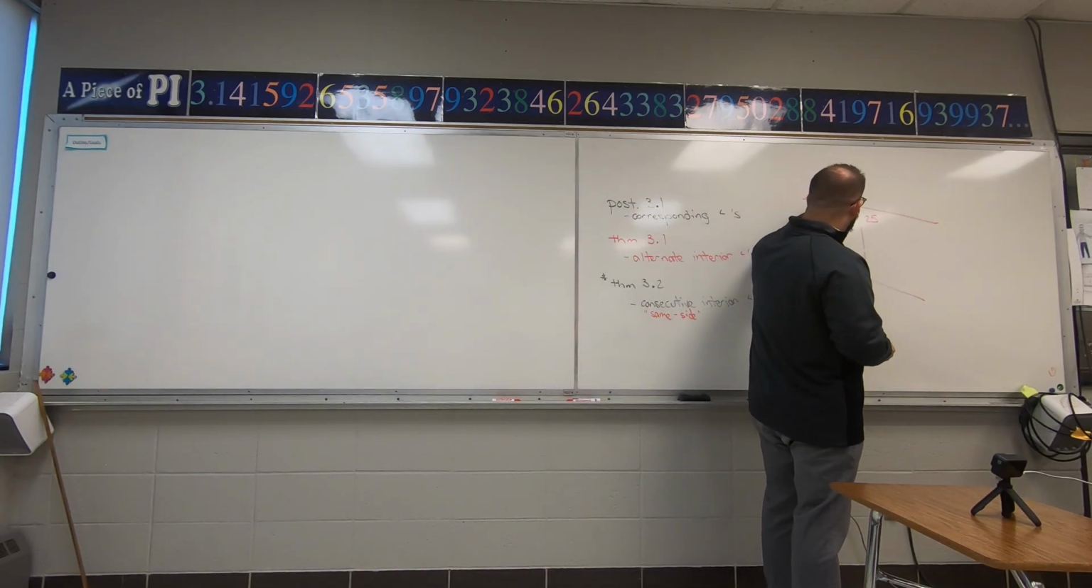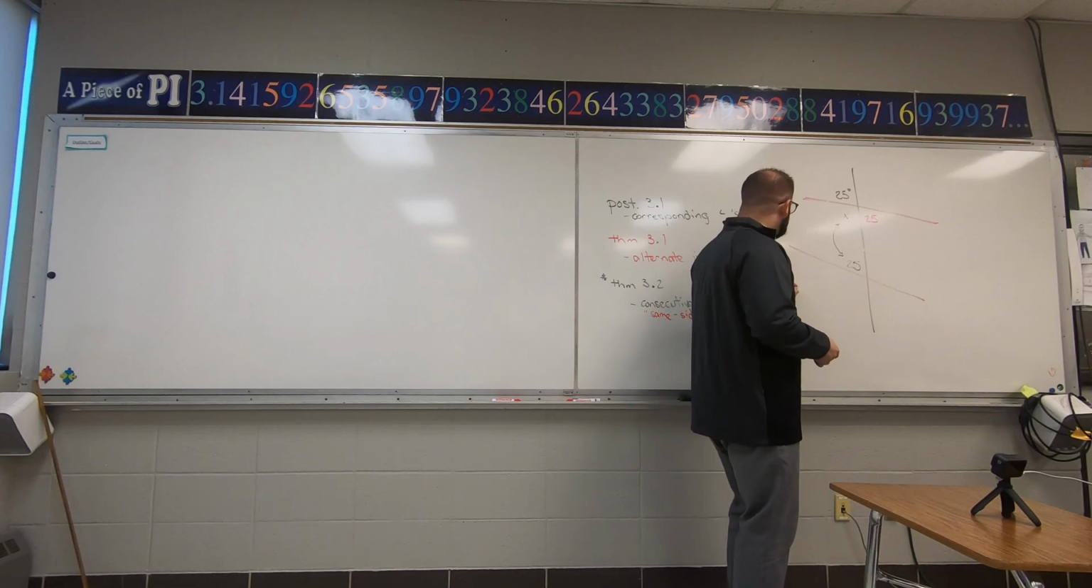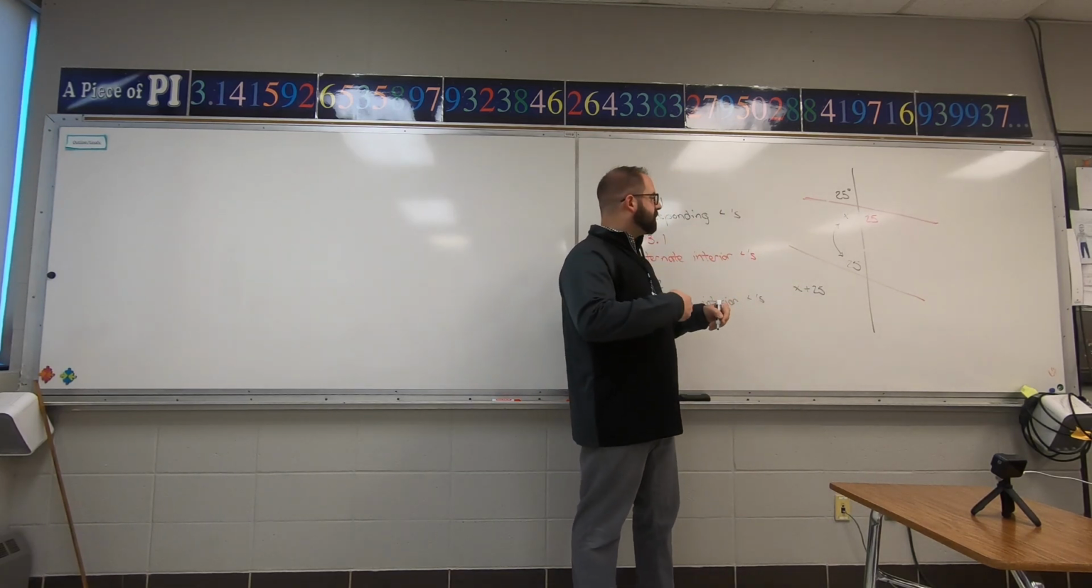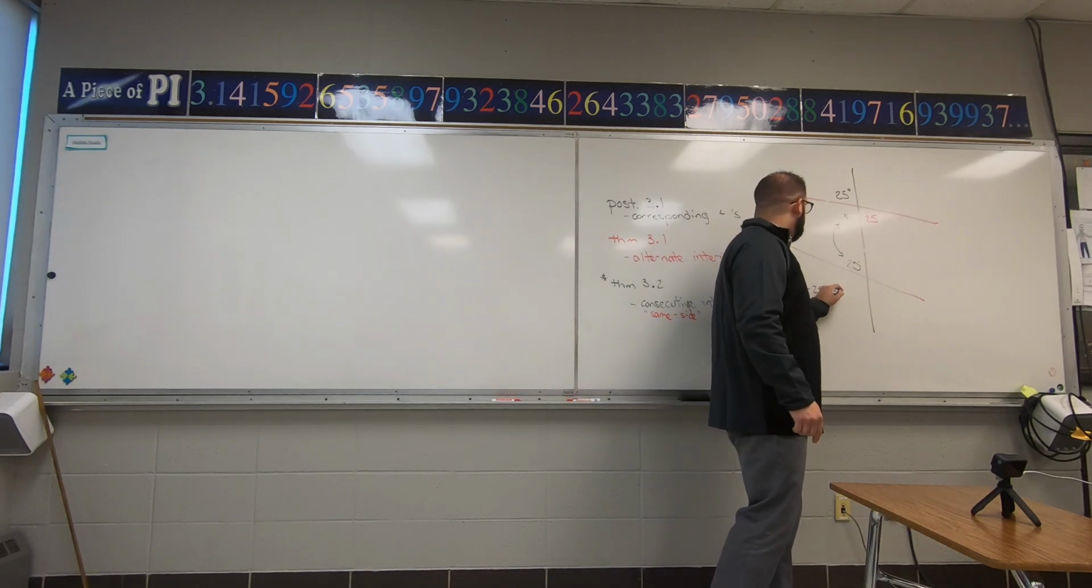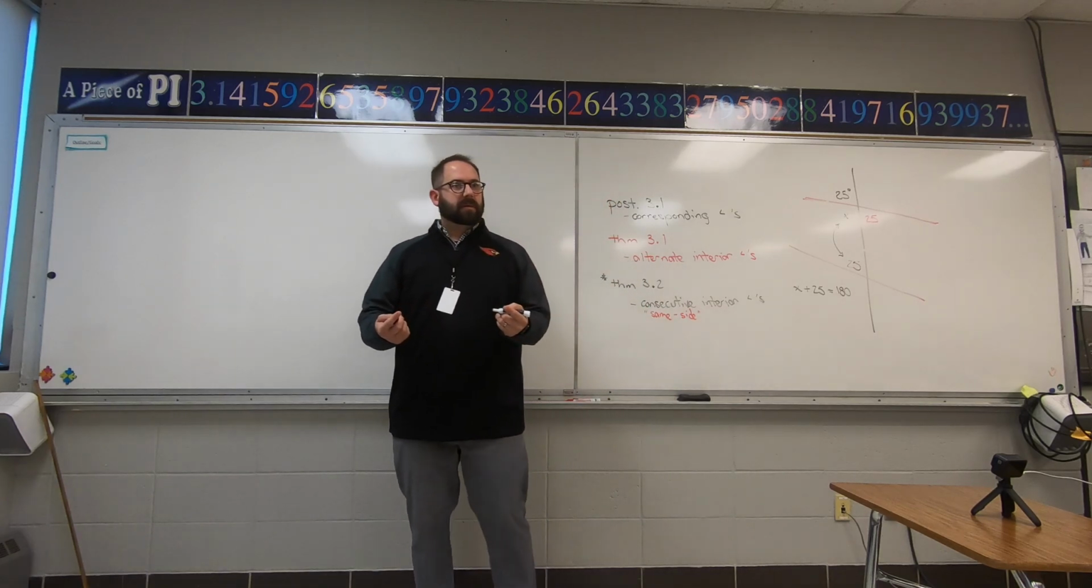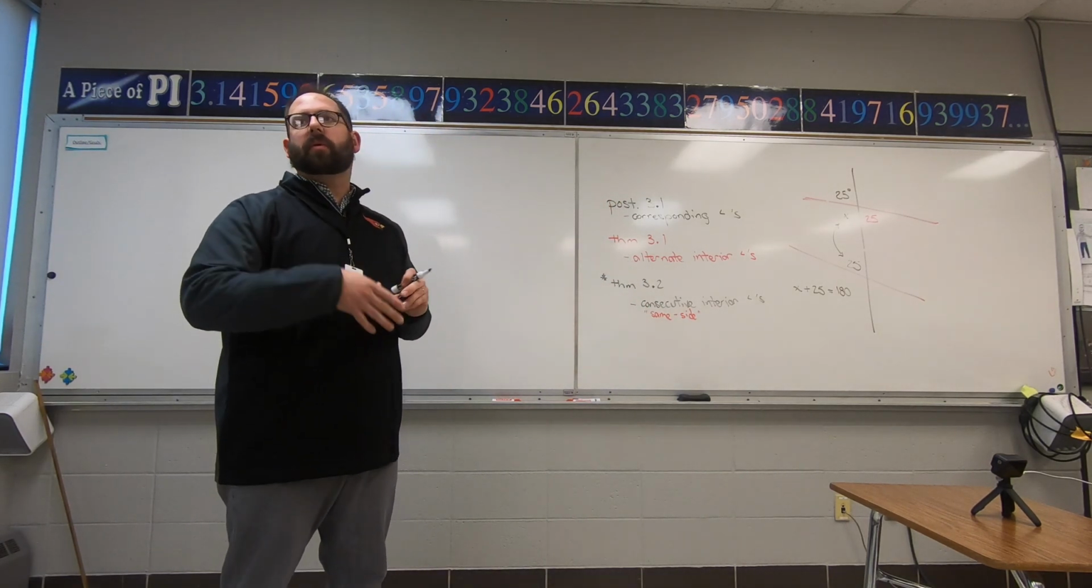So whatever this angle is, let's call this x. I can solve it by adding it to the other interior that's on the same side, and then you set it equal to 180. That's what it's telling me. Does that make sense?